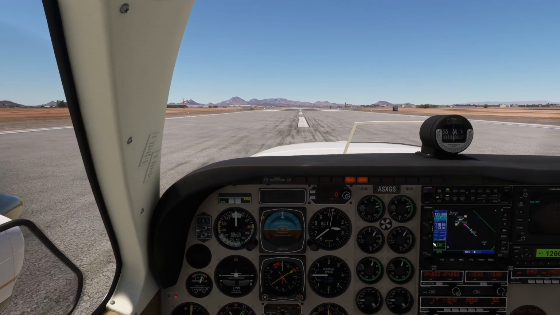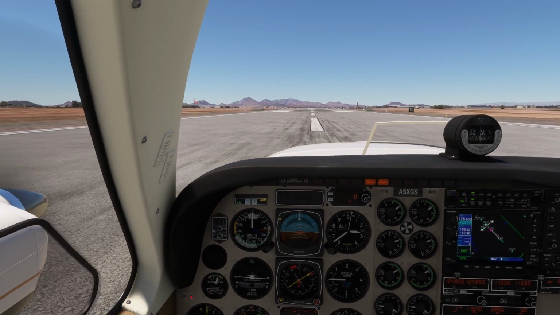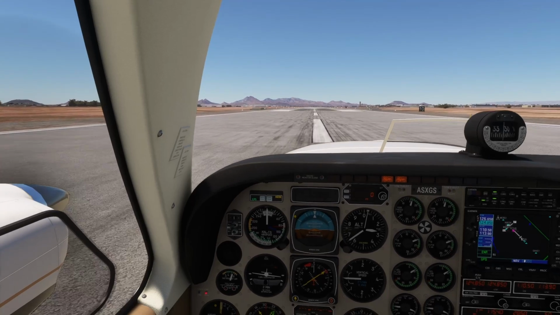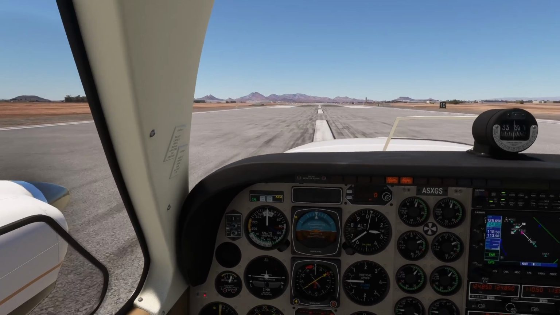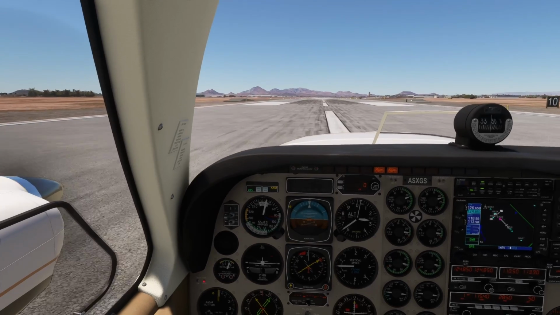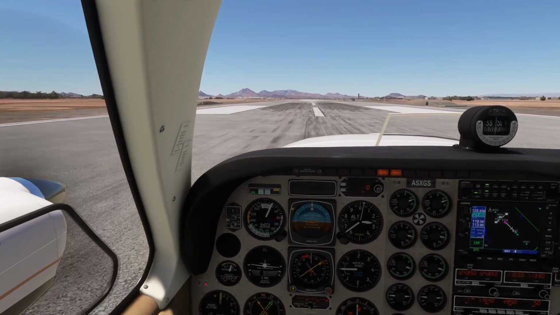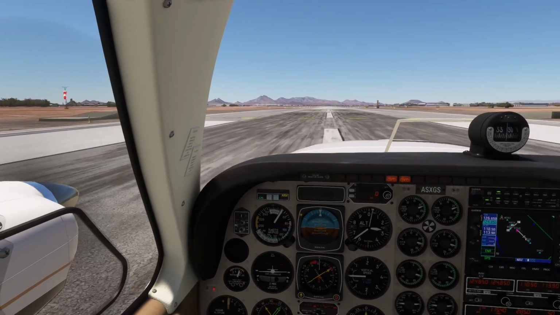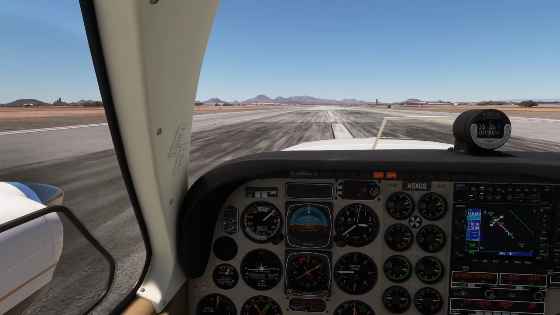Alright, so first thing we're going to do here is just establish a baseline. We're taking off here at Tucson, Arizona. Winds are 280 at 8 knots, gusting at 17. So our first goal here for today is to get an idea of how it's flying right now, what the weather's like.